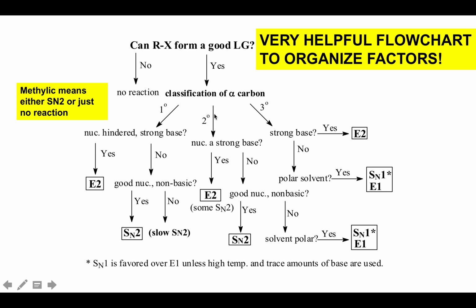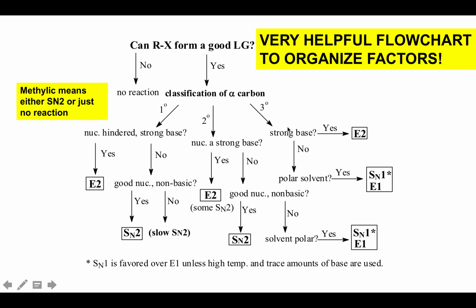So let's check. Secondary, is the nucleophile a strong base? Yes, automatically E2. Tertiary, is my nucleophile a strong base? Automatically E2. That's simple. What if my substrate was secondary, but it wasn't a strong base? Was it a good nucleophile but not basic? Then SN2. If it wasn't a good nucleophile, let's check. Is my solvent polar? If my solvent is polar, then you'd have SN1. And again, SN1 almost always goes with E1 products. So if you see signs of heat or trace amounts of base, then you favor E1.